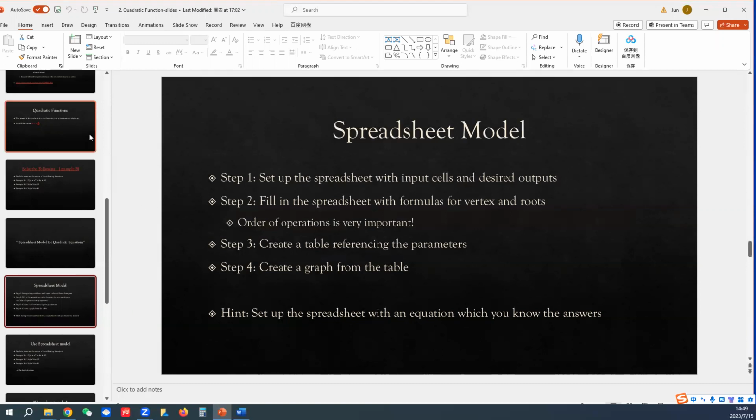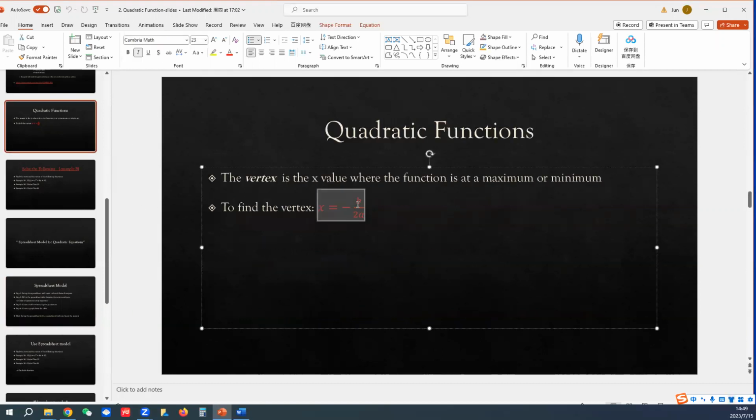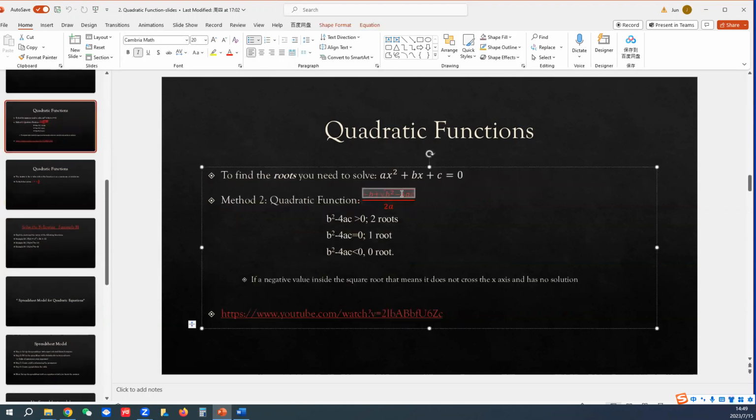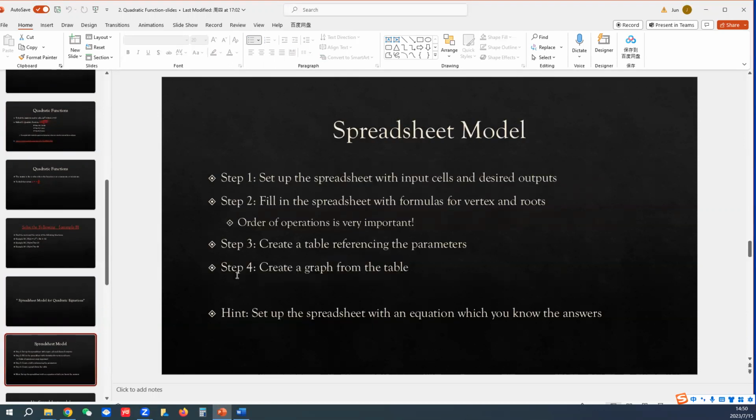Just to remind, this is the formula for the vertex, minus b over 2a, and for the roots, this long formula is that. And we create a table referencing the parameters. In the end, we can create a graph from the table.